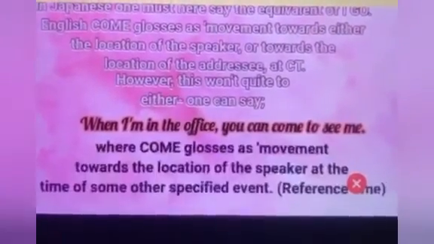Taking this into account, we may suggest that English come glosses as movement towards either the location of the speaker or towards the location of the addressee at CT. However, this won't quite do either. One can say, when I'm in the office, you can come to see me, where come glosses as movement towards the location of the speaker at the time of some other specified event. Let us call this reference time.